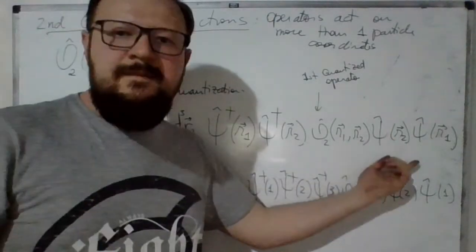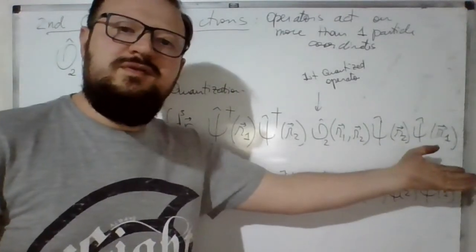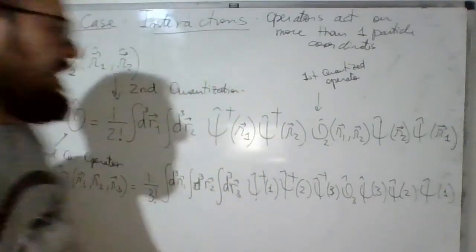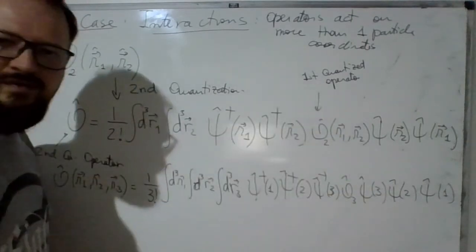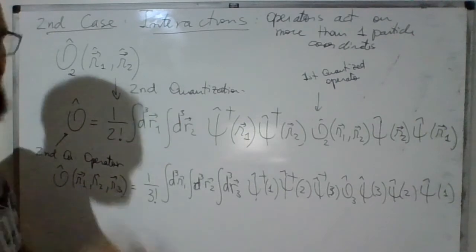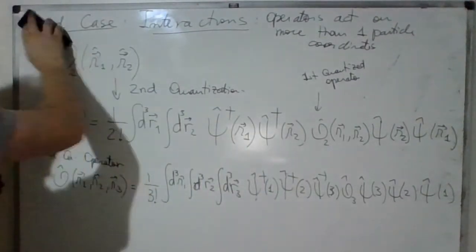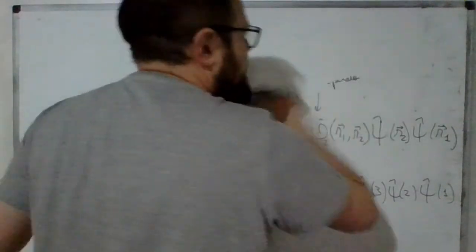Why is it that way? Because when you act first with the annihilation operators in an interaction, you just destroy the initial states, and then you create the final states after the interaction occurred. This is why, okay? But let us calculate an example here. Let us use one example. And this is a very instructive example.